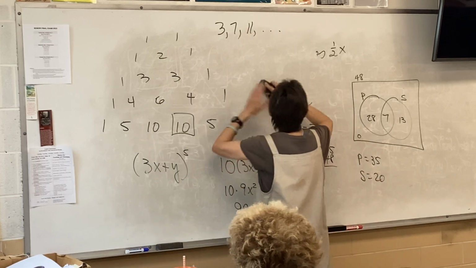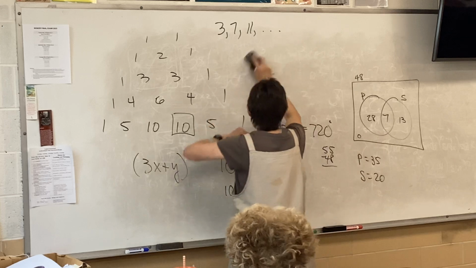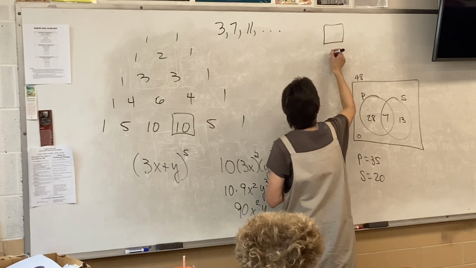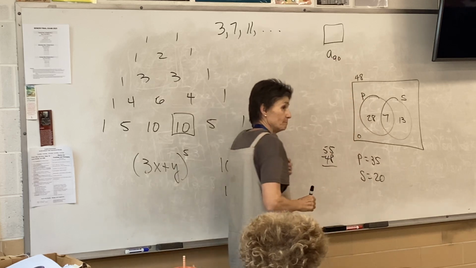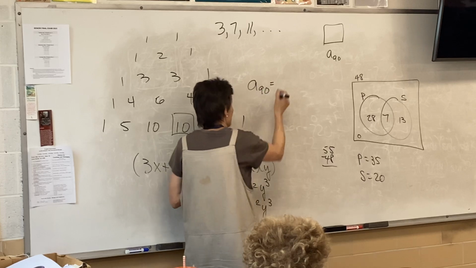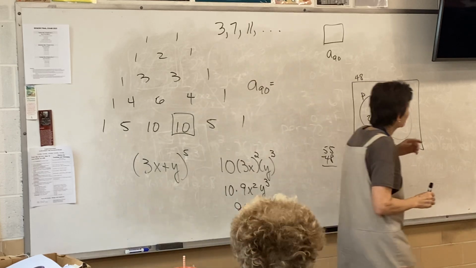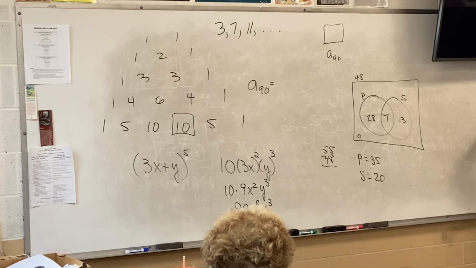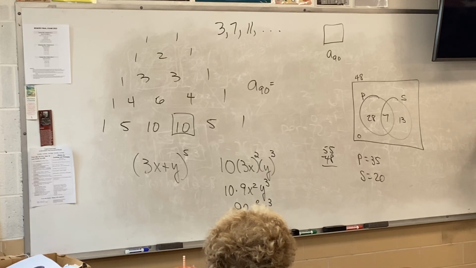So this is going to keep going, and we are interested in the 90th number out here. We call that a sub 90, the 90th number. It's arithmetic, and I want the 90th number, so it's that formula right there.